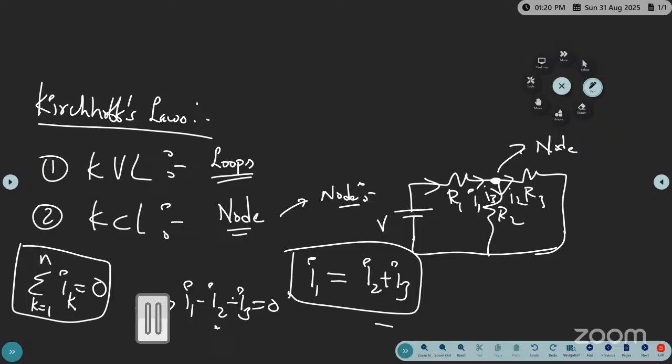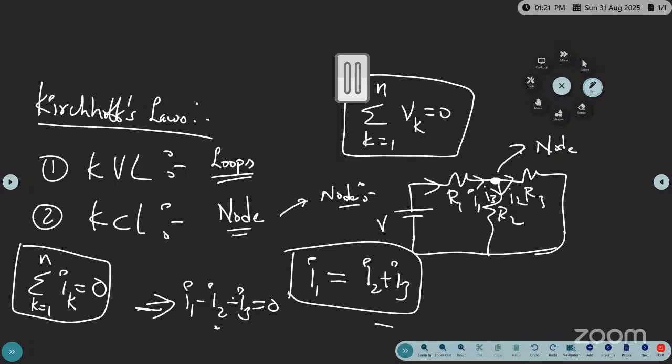In the same way, for voltage, KVL is sigma k is equal to 1 to N, Vk is equal to 0. This is the point formula of KVL. So the KVL point formula and the KCL point formula are a 1 mark question. Write down the point formula of KVL: sigma k is equal to 1 to N, Vk is equal to 0.